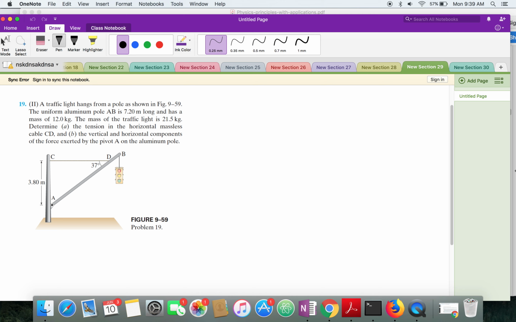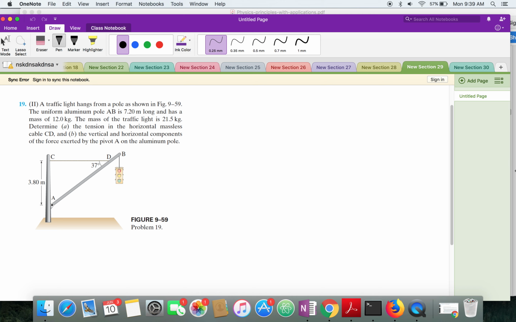So here we have a traffic light that hangs from a pole, and you sort of see that going on here. What we have here is the uniform pole is this long. It's 7.2 meters long and has a mass of 12 kilograms. The mass of the traffic light is this. And they want to know the tension in this cable here and the vertical and the horizontal components exerted by the pivot A on the aluminum pole.